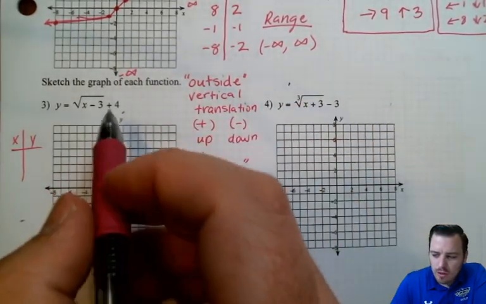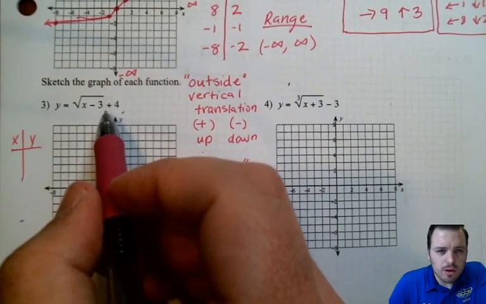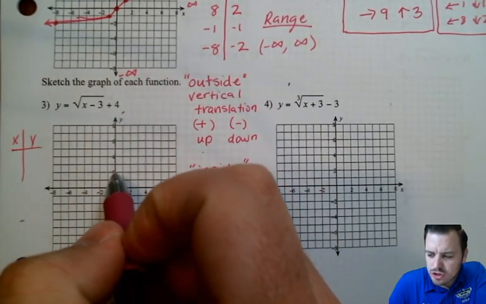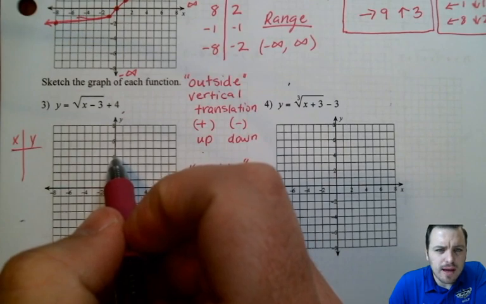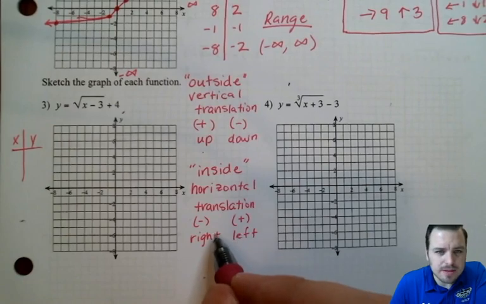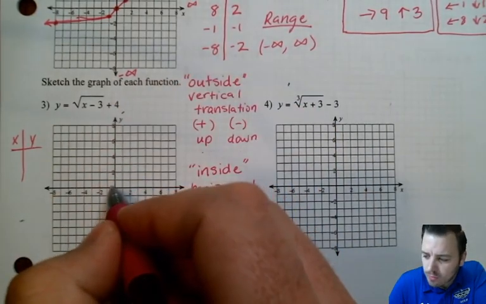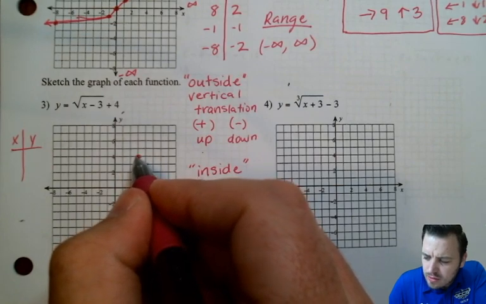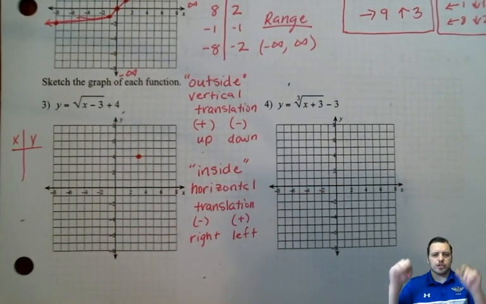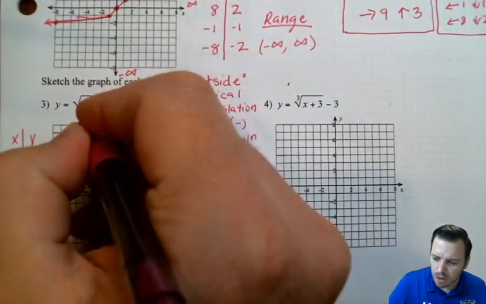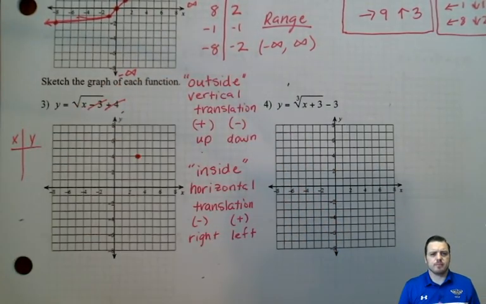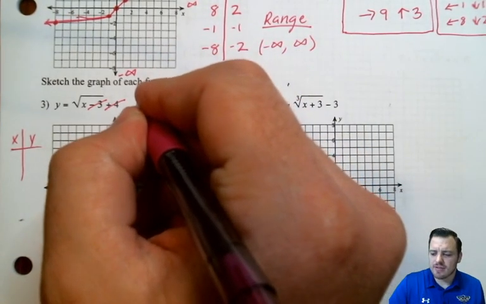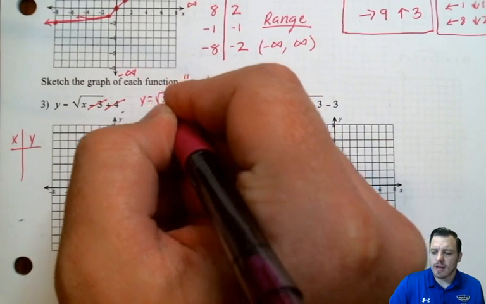So plus 4 goes up 4, 1, 2, 3, 4. And then minus 3 on the inside goes to the right 3. It's opposite. When it's minus, it goes to the right. So up 4, 1, 2, 3, 4, and right 3, 1, 2, 3. So that's now our new origin. And if you remember, I would always mark those two things off.